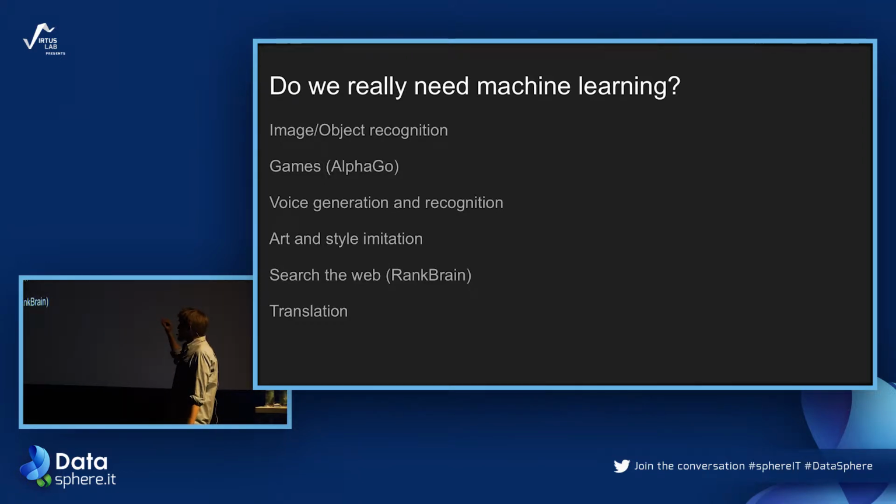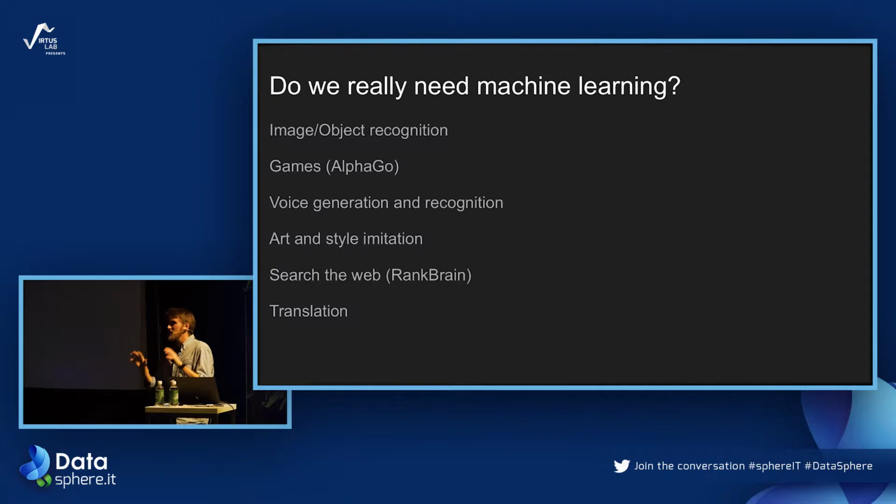So for the tasks where the best solution is machine learning, we should use it. Therefore, I would argue that we need machine learning. So if we need it, let's think about how we can implement it on the phone.